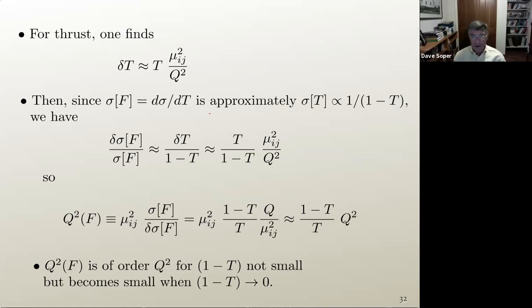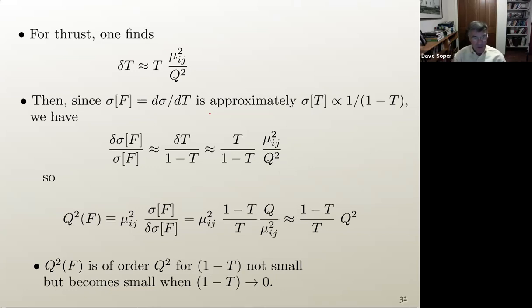So you have to just do a little calculation and you find that the change in the thrust is the thrust itself times mu squared over Q squared, where mu squared was the splitting scale. And sigma of F is approximately 1 over 1 minus thrust. So d sigma over sigma is delta t over 1 minus t. And if delta t is what's on the top, that's t over 1 minus t times mu squared over Q squared.